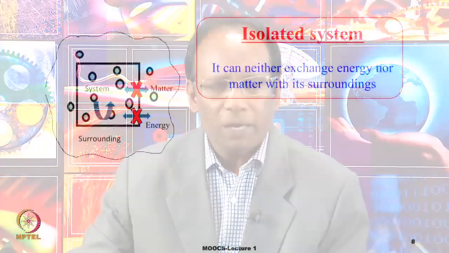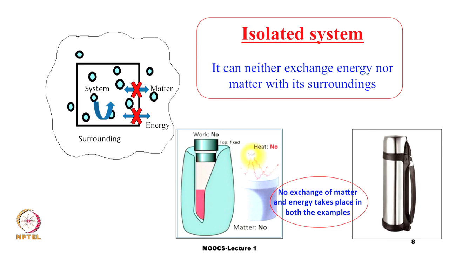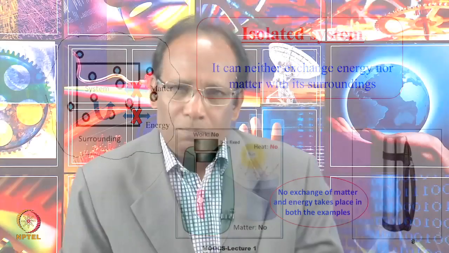An isolated system is one in which you do not allow matter and energy to go out. Take the usual example of a thermos flask. When we use a thermos flask for keeping tea or milk warm, it stays warm for a long time. It allows neither the energy nor the matter to go out. Of course, it has to be completely insulated for complete prevention of matter or energy from leaving.